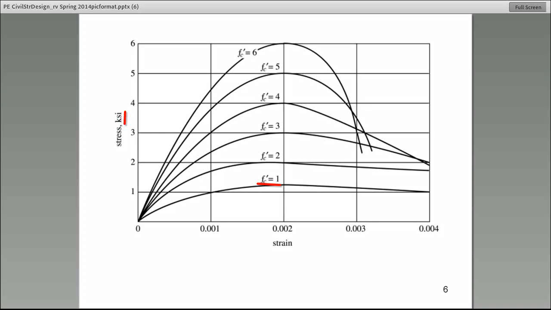All right, so if the compressive strength is 1,000 psi, you get the very bottom curve, and then if you increase it to 2,000 psi, you get the second curve. F prime C equal to 3,000 psi is 3, and all the way up to the very top curve relates to a compressive strength of 6,000 psi in 28 days. All right, now I need for you to help me make some observations from this series of curves.